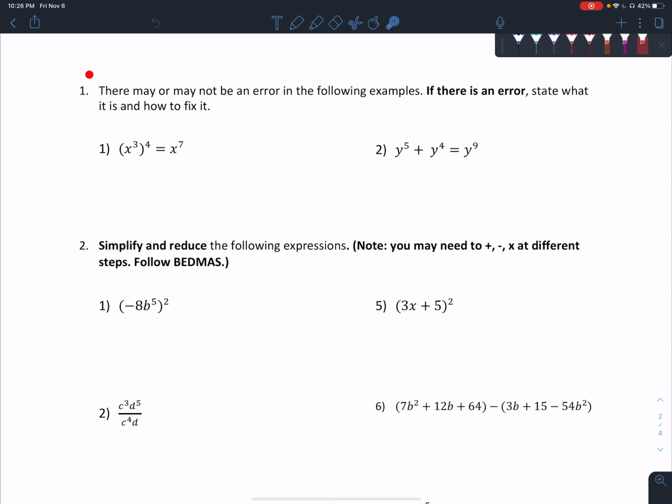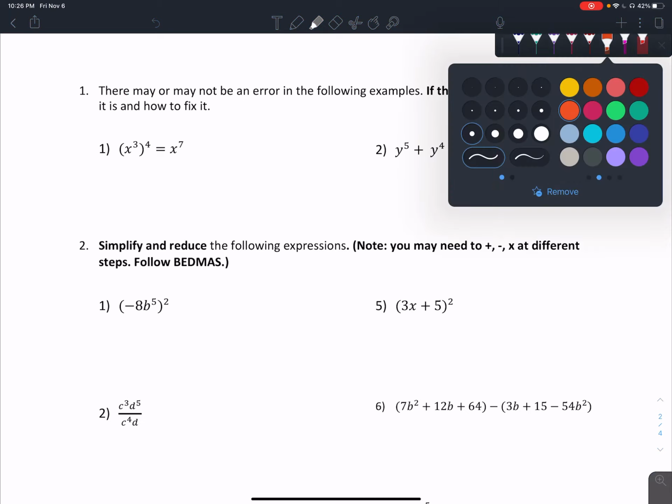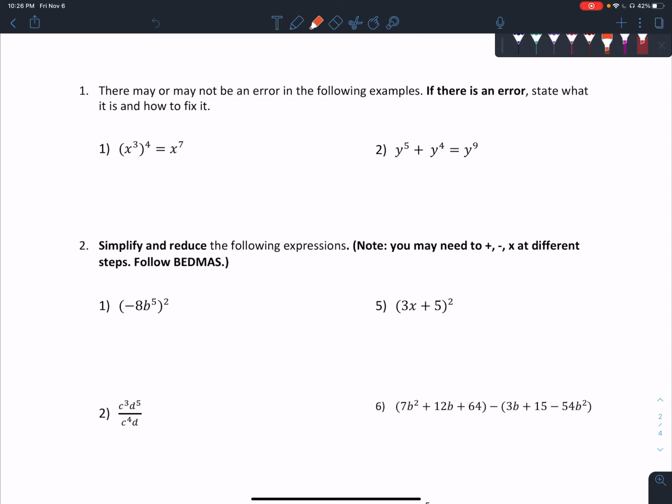In number 1, there may or may not be an error in the following example. I'm not telling you if there's an error, I'm just telling you there might be one. It's up to you to know whether or not these are correct. If there is an error, you have to state what it is and how to fix it.